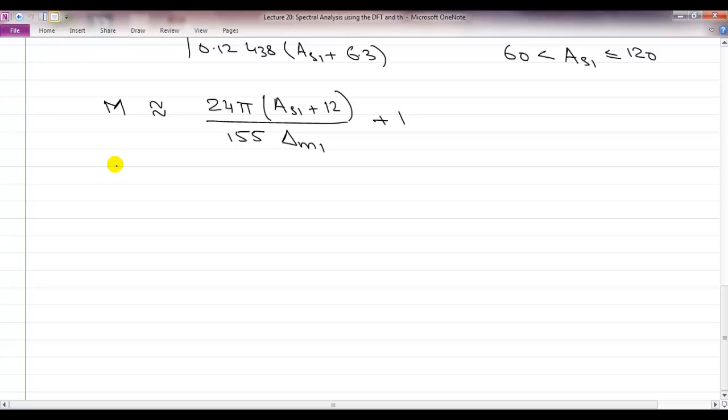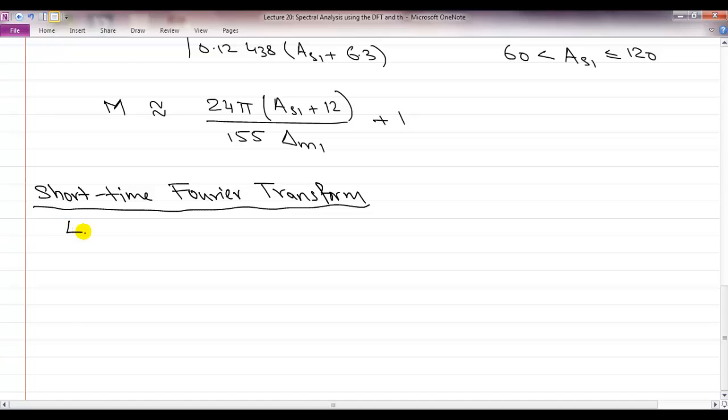Now we want to move on from spectral analysis of signals to spectral analysis of time-varying signals. And for that, we'll be studying the short-time Fourier transform, also known as the time-dependent Fourier transform. And the goal here is we want to do spectral analysis of time-varying signals.